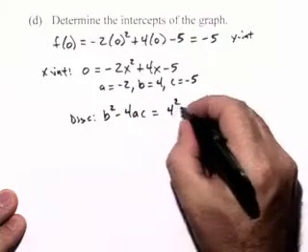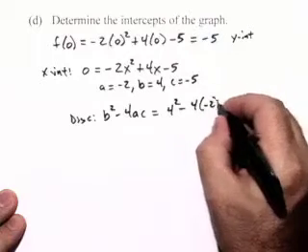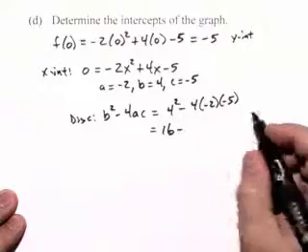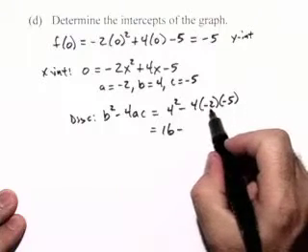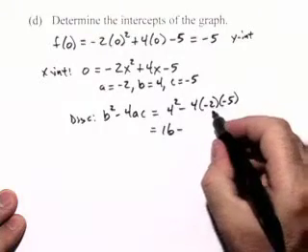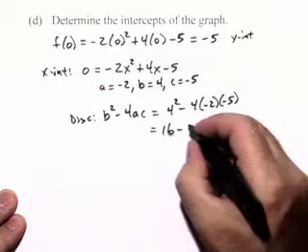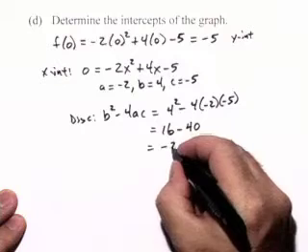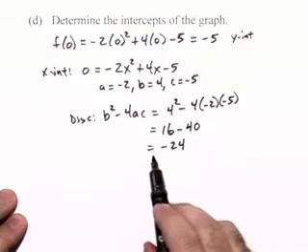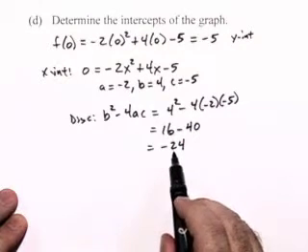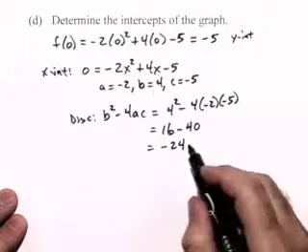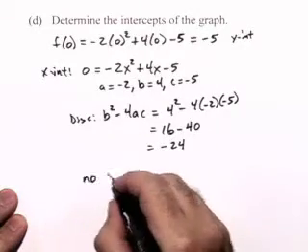So it'll be 4 squared minus 4 times negative 2 times negative 5. So we'll get 16 minus 4 times negative 2 is negative 8. Negative 8 times negative 5 will be a positive 40. So we end up with 16 minus 40, which is equal to negative 24. Since the discriminant is negative, the solutions to our quadratic equation will be imaginary, so we have no x-intercepts.